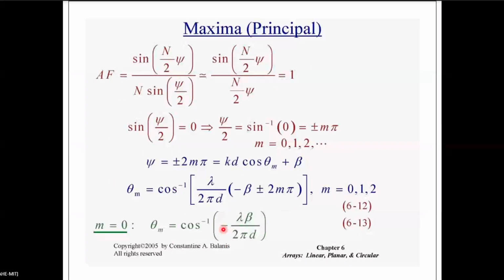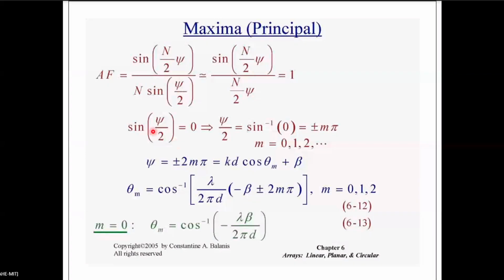Array maxima. When do you get maxima? When the denominator is 0. For this one, the maximum is only at psi equal to 0. Think of the sin x by x curve, which is n sin(n psi/2) by n psi/2. So there is only one maximum, psi equal to 0. Here, there can be multiple maxima.